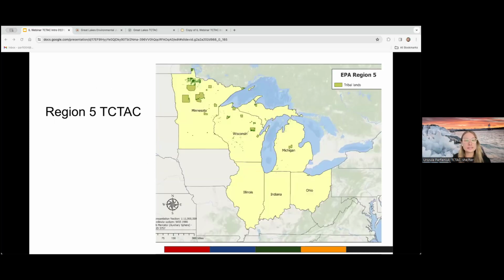And so our TICTAC serves EPA Region 5, which includes Minnesota, Wisconsin, Illinois, Indiana, Michigan, and Ohio, as well as the 35 tribes within those states. And so within these states are the communities which our TICTAC aims to serve.